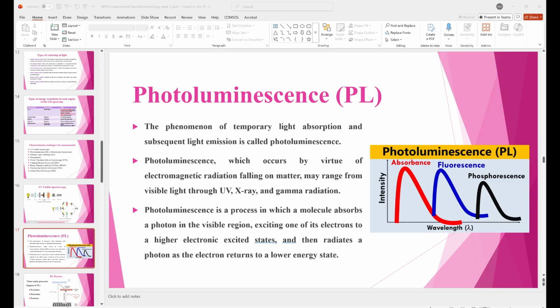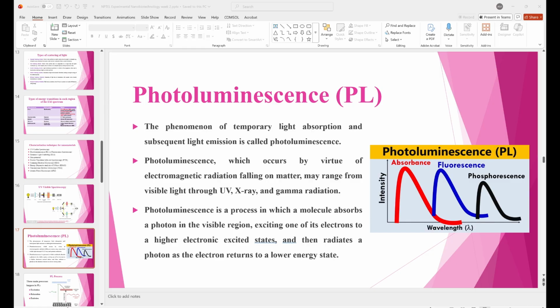Okay, so phosphorescence is also known as delayed fluorescence. Fluorescence is something you can see immediately, while phosphorescence takes time. Suppose you have carbon dots: you switch on the UV and you see the fluorescence. You switch off the UV, and immediately it switches off.